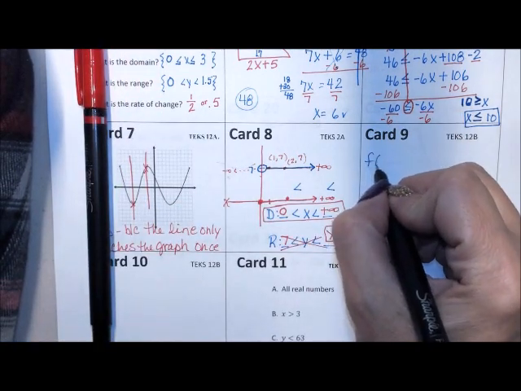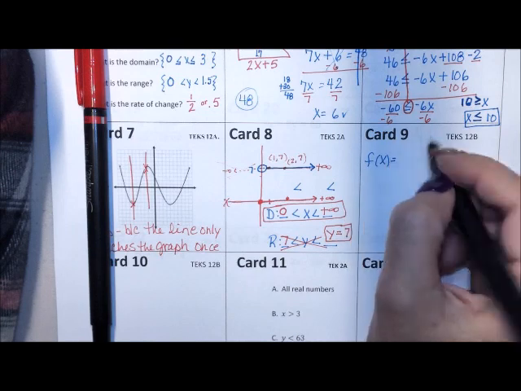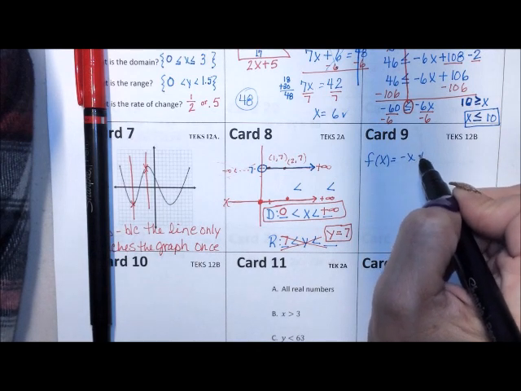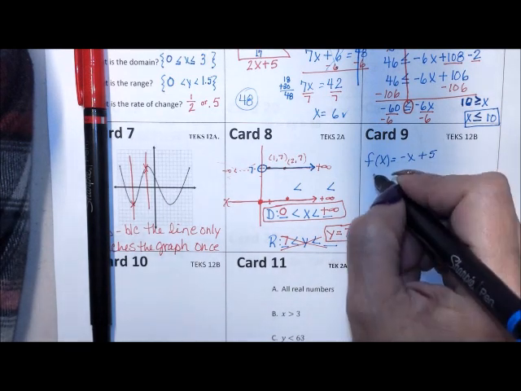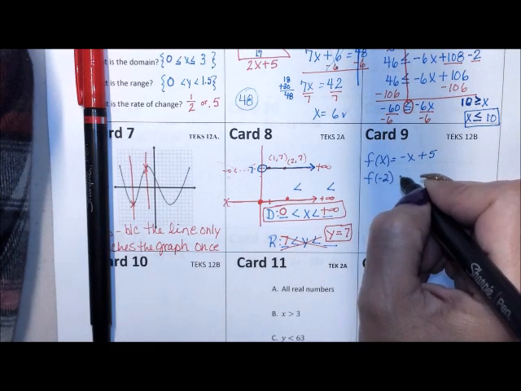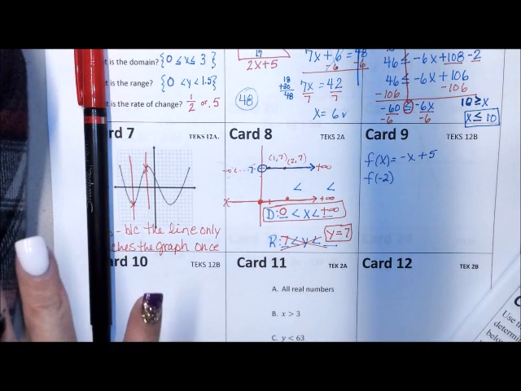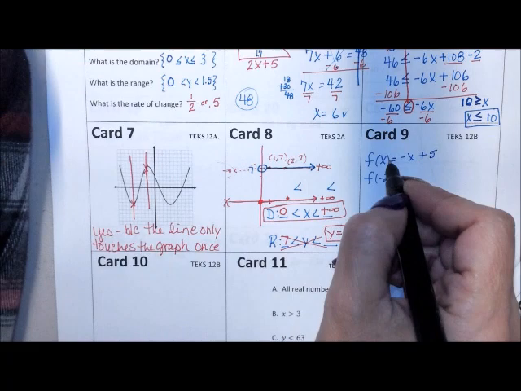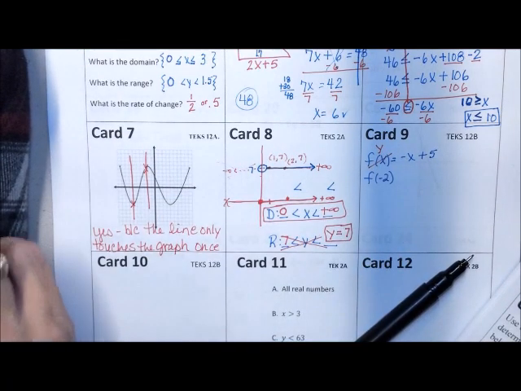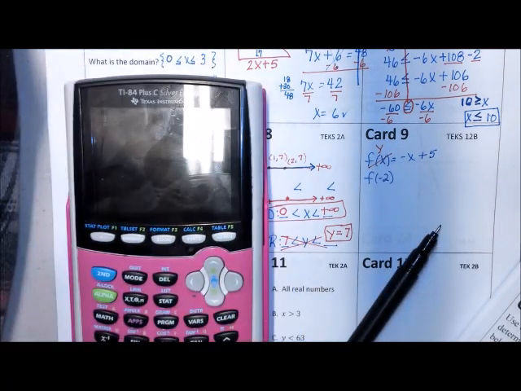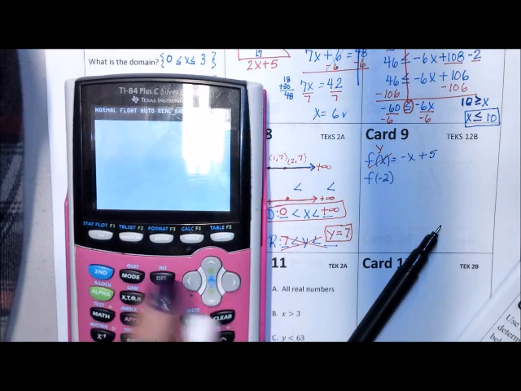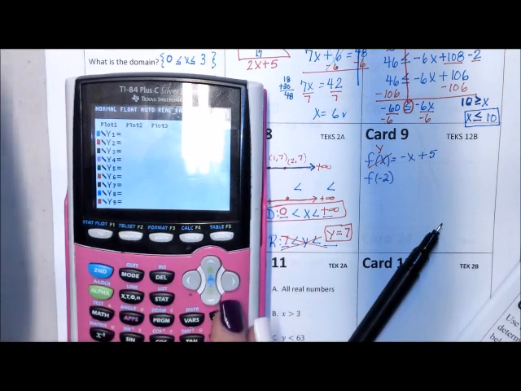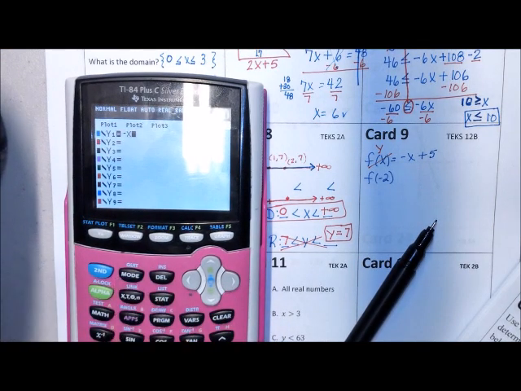All right, let's look at number 9. F of x equals negative x plus 5, and we want to find f of negative 2. Okay, so remember, we have a couple of different ways. One is we can remember f of x is just a fancy way to say y. And we can go to our calculator, and we can go y equals, and we can put in negative x plus 5.